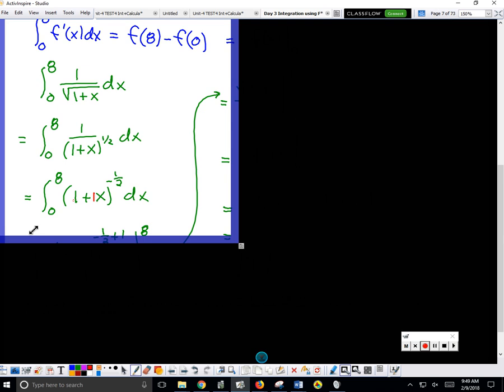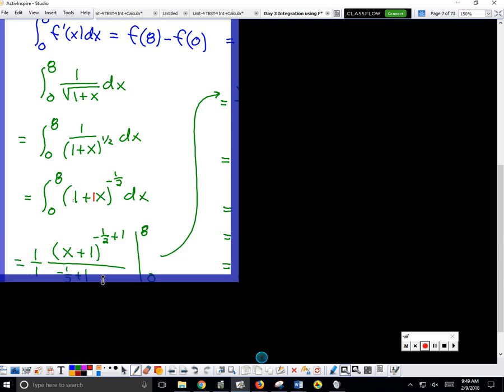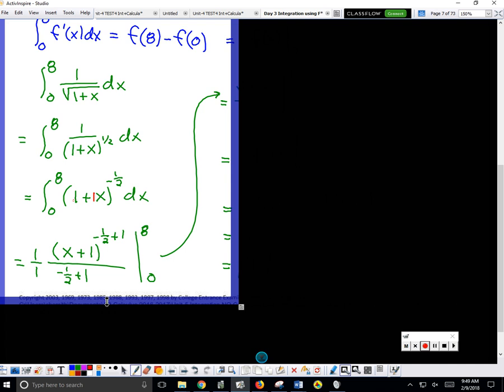So I use the ax plus b rule. 1 over a, there's the a, there's the a again, plus b, n plus 1, n plus 1. And because I'm doing an integral, I can't forget the limits. So now I evaluate it from 8 to 0.